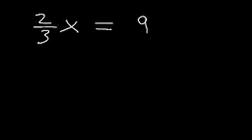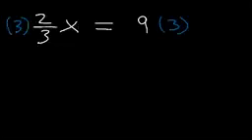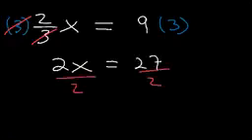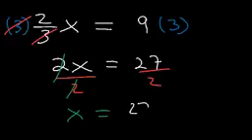Now what about a fraction? Let's say you have 2/3 x is equal to 9. How would you solve for x in this case? Well, let's take it one step at a time. Let's multiply both sides by 3. So these 3's will cancel. On the left side we have 2x. On the right side, 9 times 3 is 27. And then we could divide by 2. 2 divided by 2 is 1. So we have x on the left side. And on the right side, the answer is 27 over 2.